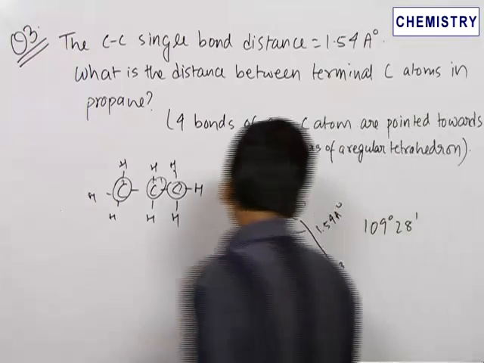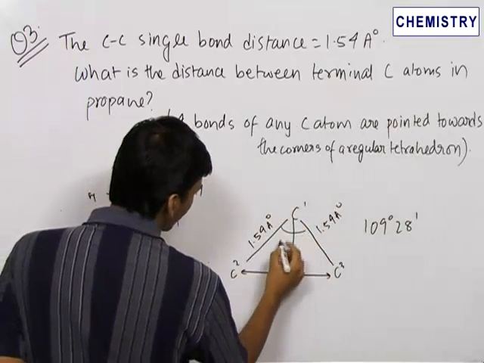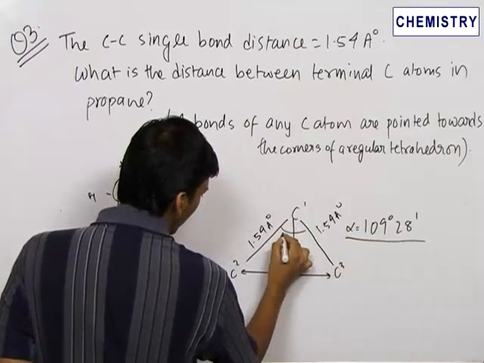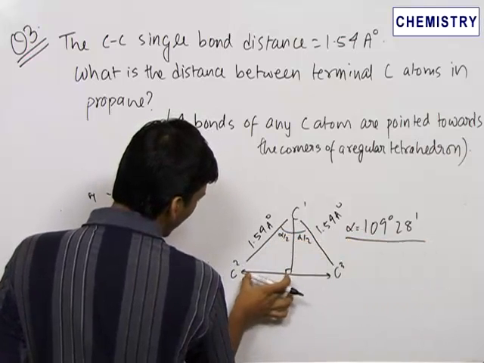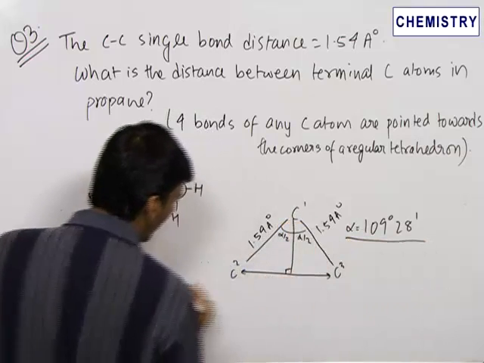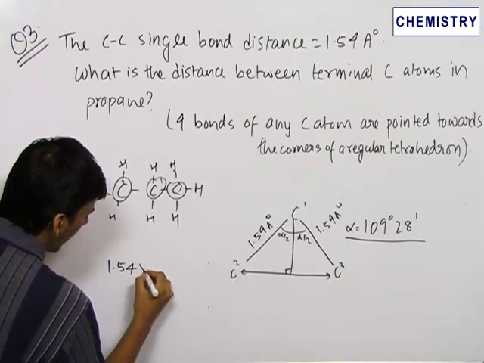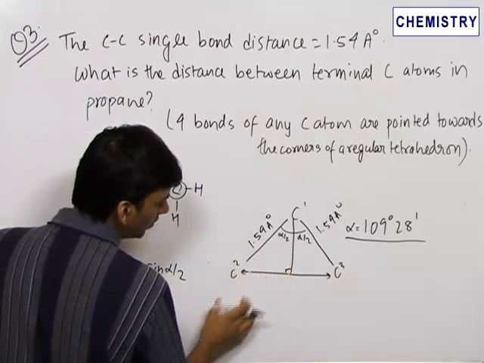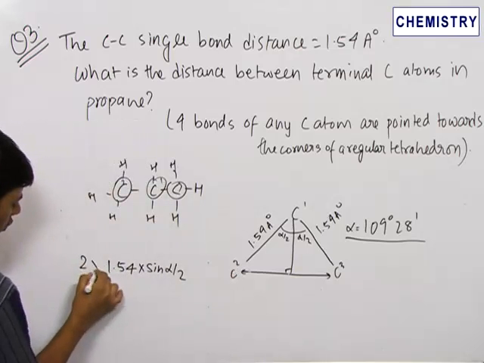Now, to find out this distance, we drop a perpendicular from here. We know that alpha is equal to 109 degrees 28 minutes, that is this full angle. This will be alpha by 2, this will be alpha by 2. Therefore, we can write this side to be equal to 1.54 into sine alpha by 2. This is the length of this portion. Now, the length of this portion will be equal to the length of this portion. Therefore, this becomes 2 times.